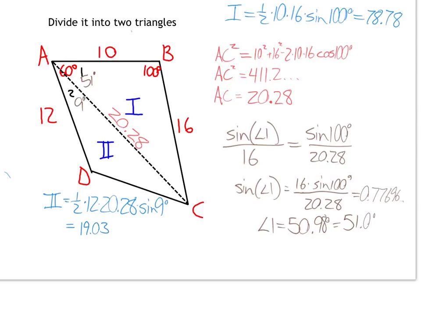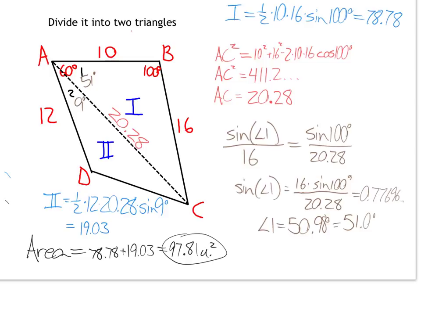So finally, we can give our final answer. The area of this whole quadrilateral is the 78.78 plus the 19.03. Okay? So 97.81, and we'll just say it's units squared since we don't have a unit of measure like feet or meters or anything like that. Okay? So right here is our answer, 97.81 square units. Okay? Any other questions here? Comments?